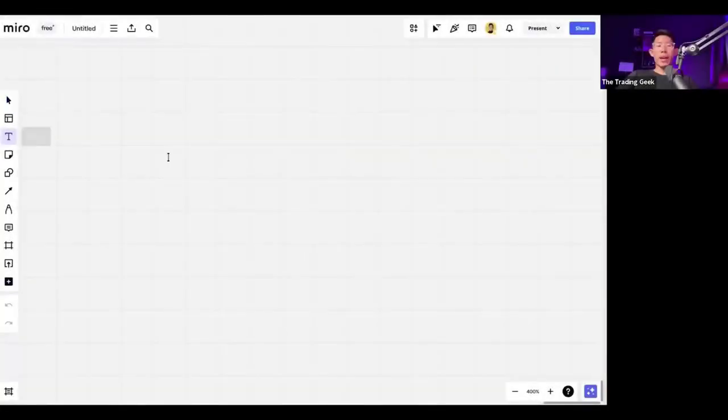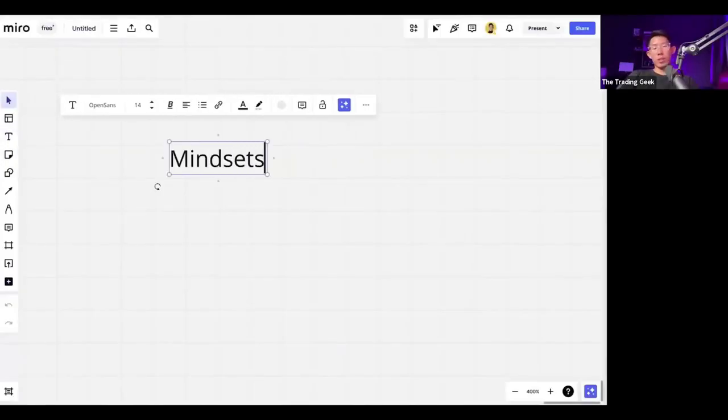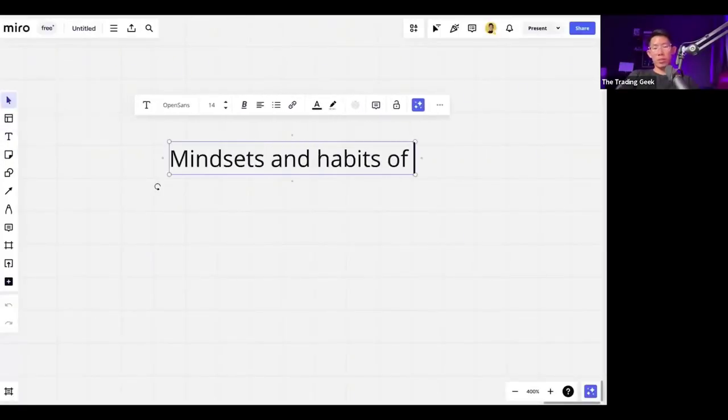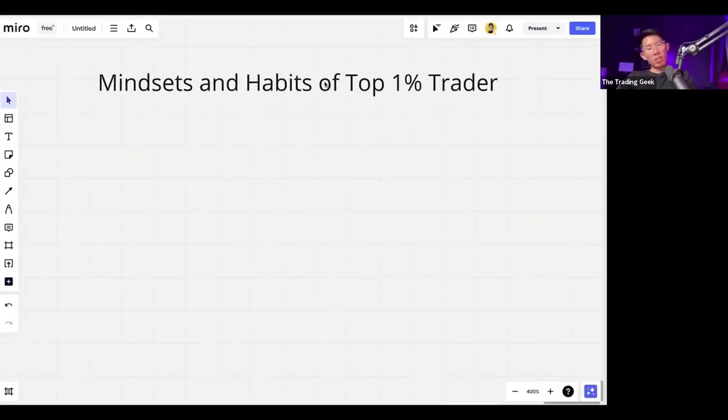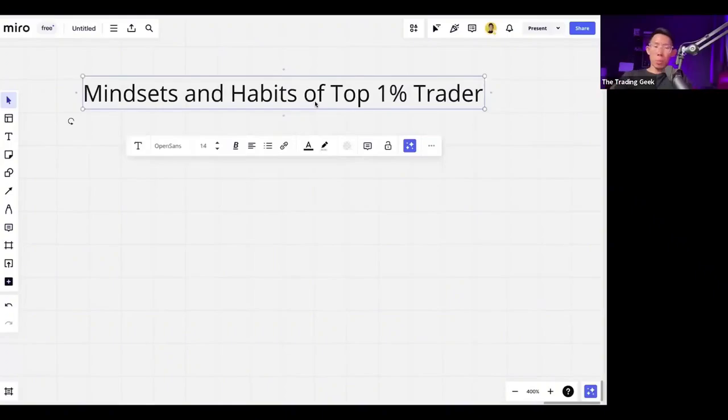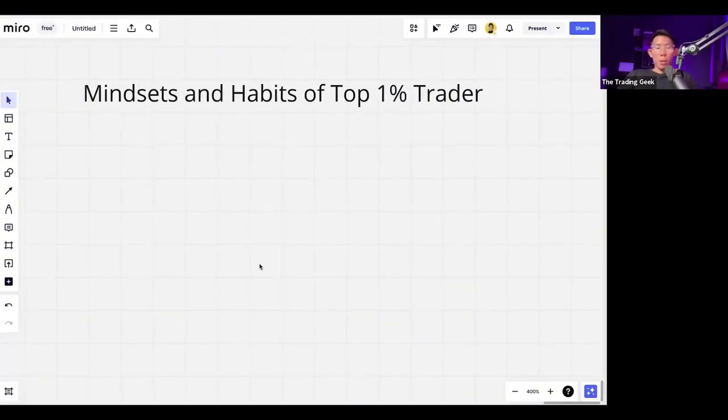The mindset and the habits of the top 1% trader. Okay, this is somewhat of a boring topic to teach, but it's the most important thing that you can learn as a trader. Trust me, this is what actually made me profitable. It's not the trading strategy that made me profitable. This was the eureka moment when I was able to develop the mindset of a top 1% trader.